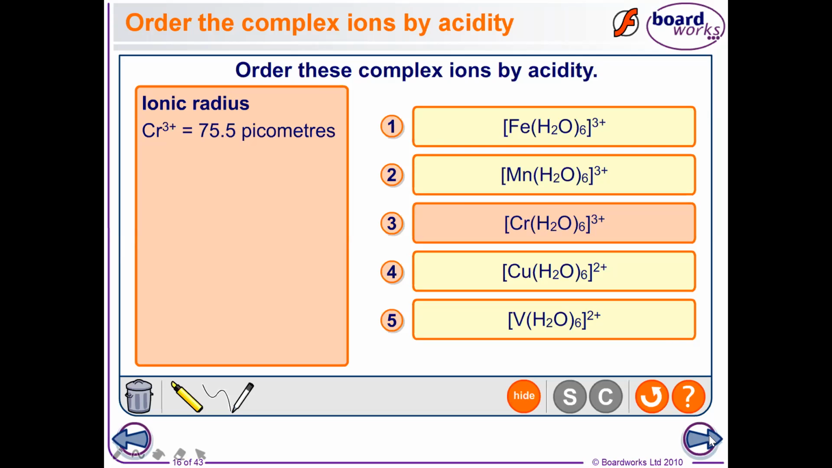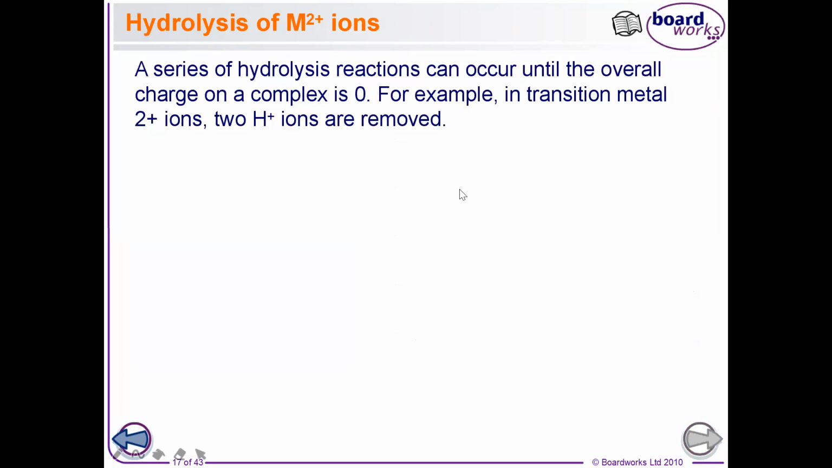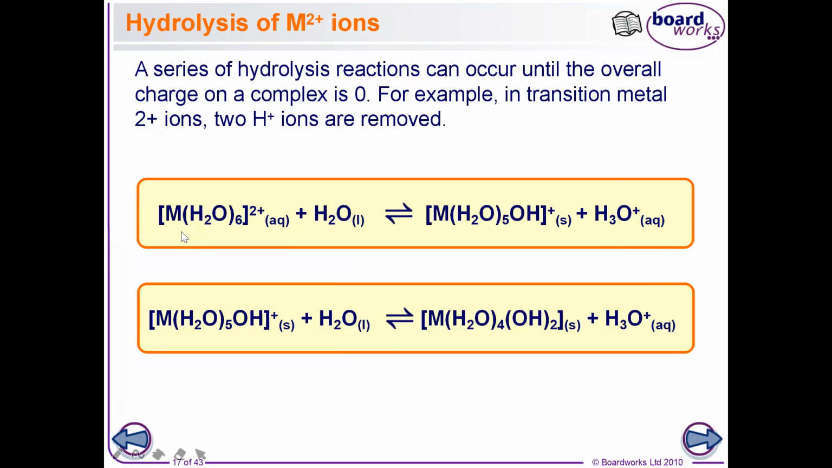Okay, let's move on. A series of hydrolysis reactions can occur until the overall charge on a complex is zero. For example, in a transition metal 2 plus ion, 2 hydrogen ions are removed. First, one hydrogen ion is removed, and after that, another hydrogen ion will be removed, until the overall charge on the complex becomes zero.